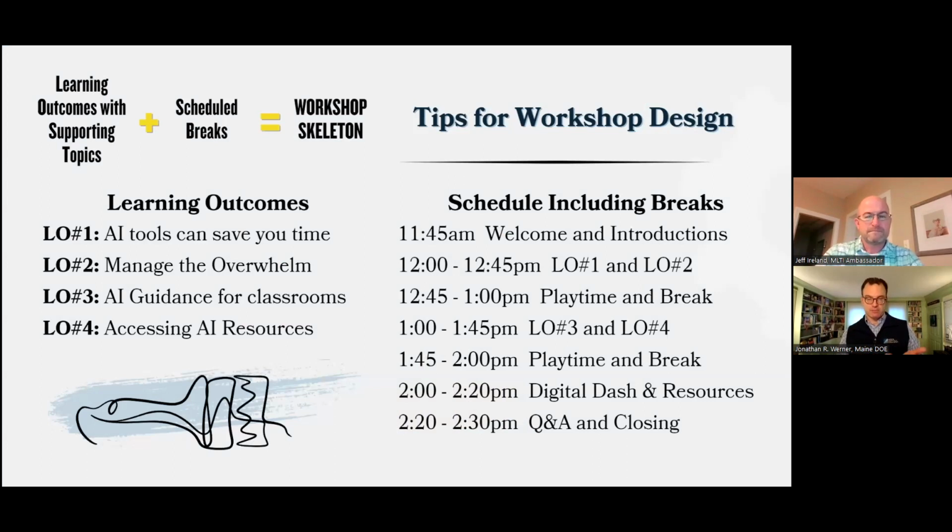So as you look at this particular example, again from Jeff and Nicole's work, the learning outcomes on the left there are: AI tools are going to save you time, managing the overwhelm of AI guidance for classrooms, and accessing AI resources. They want everyone to leave with that sense of accessibility. And the presentation is called From Fear to Inspiration, I think very rightly so, given the current climate where we are. Those learning outcomes then work really nicely in a framework that takes two of them, then gives a break, described here as playtime, meaning the chance for them to explore on their own. Second two learning outcomes, same thing. And then the digital dash, which describes a really quick tour of a bunch of different things that launches those attendees back into their work with a toolkit.